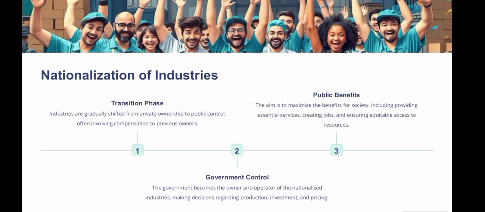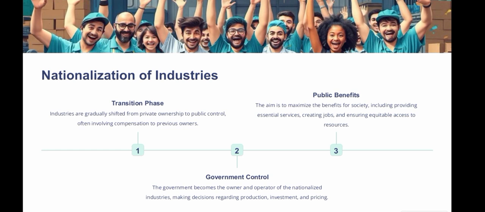So the operator of those industries is only the government, and the government can nationalize those industries, and all decisions regarding production, investment and prices can be taken by the government. Why? Because that industry is under the control of the government. Then third one is public benefit.